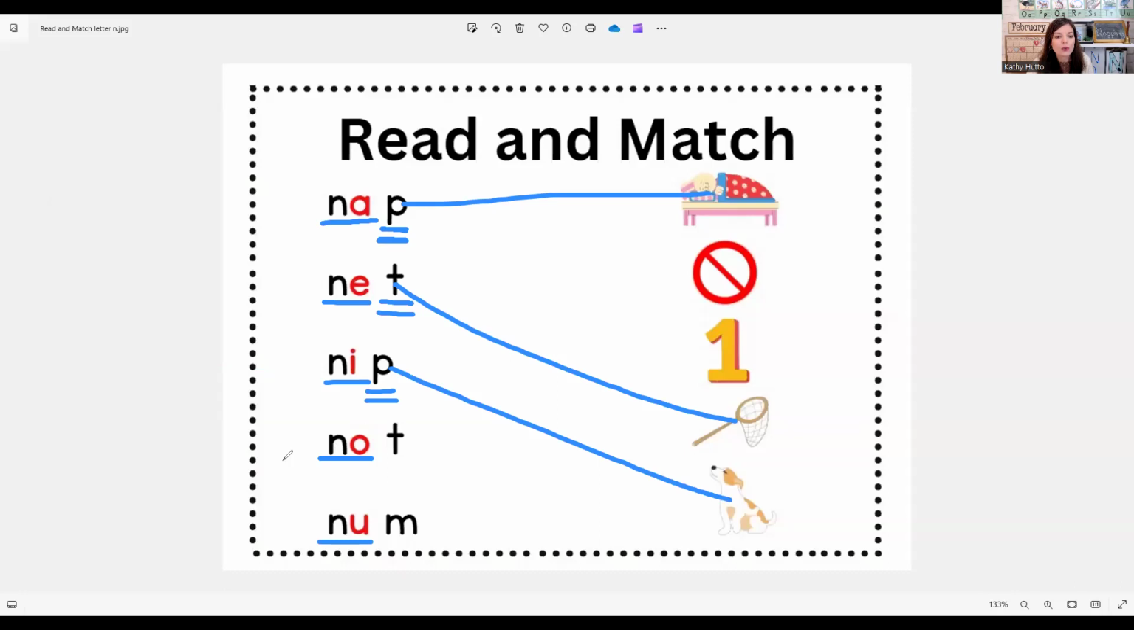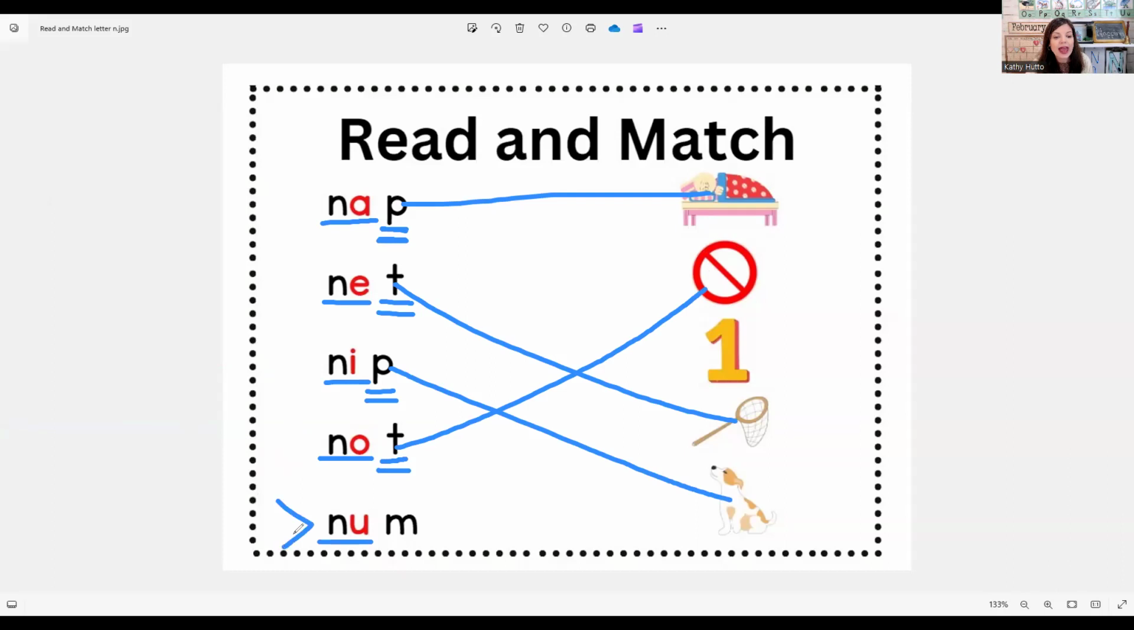Okay, let's do the next one. N and O, not. Let's draw a line to the red circle with a slash through it. That means not.